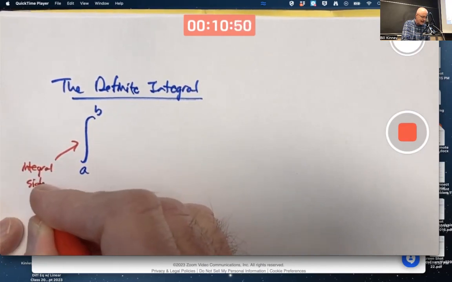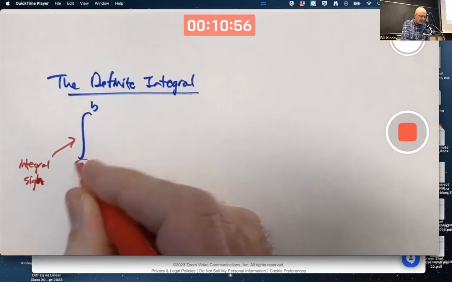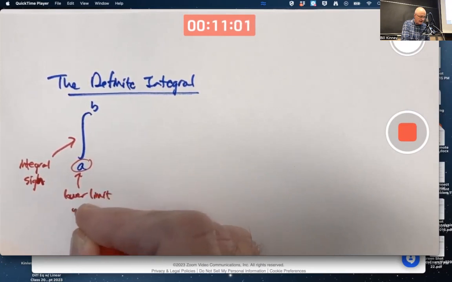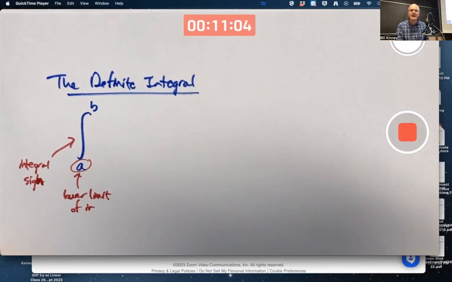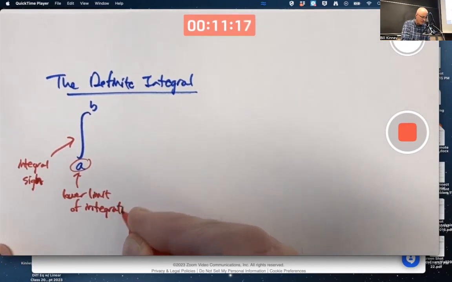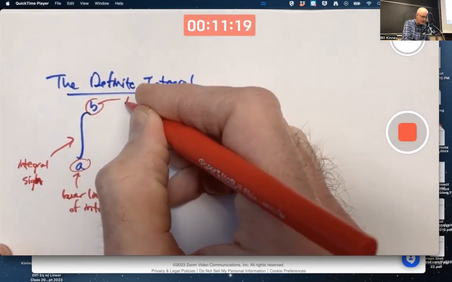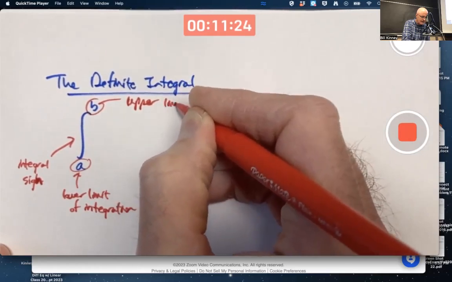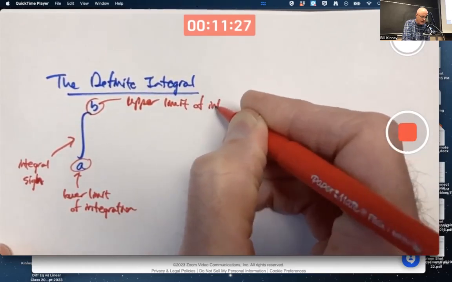Oops, not psi, but sine. There's an N there. The number down here is called the lower limit of integration. It doesn't mean it's calculated as a limit, okay? When I say lower limit of integration, it's just the number on the bottom of the integral sign. Or if you're thinking of the integral on a number line, it's the left endpoint. And the B is the upper limit of integration.